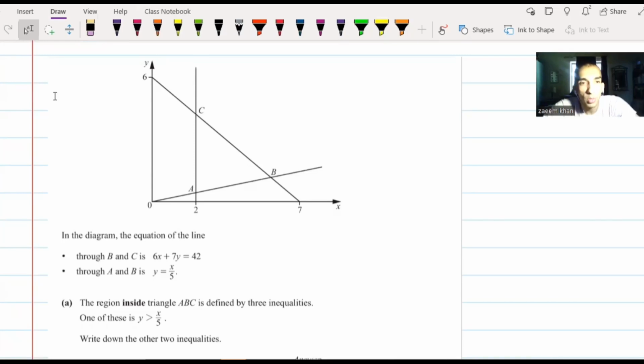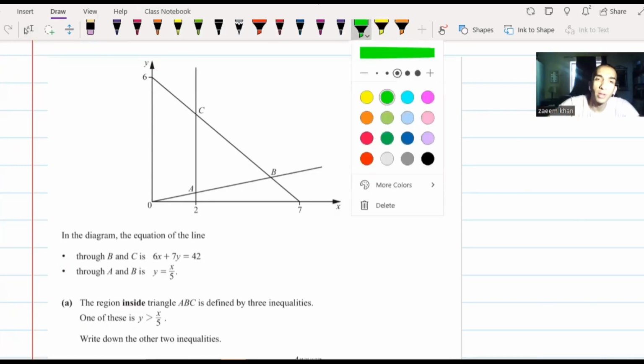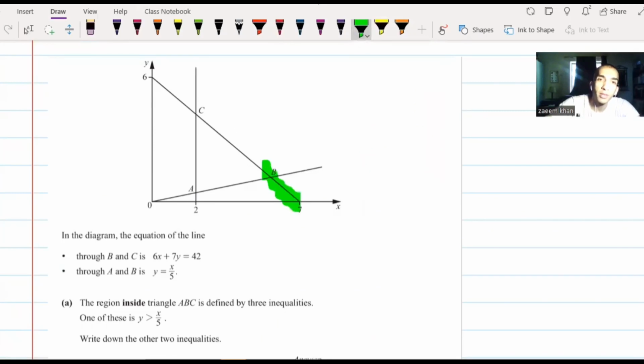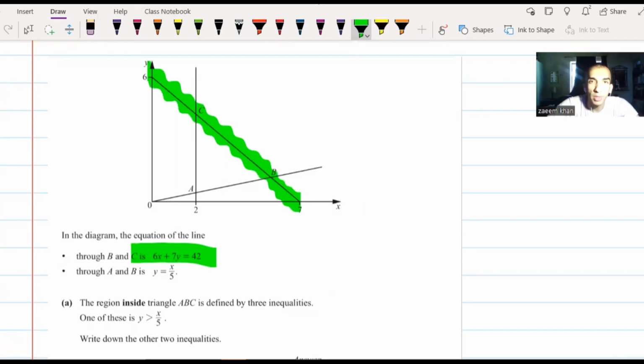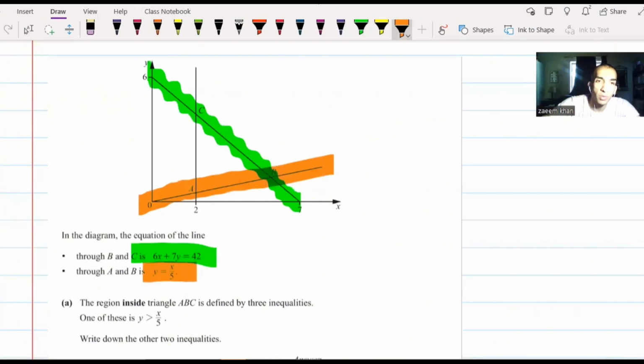So we've got a question over here in the diagram. The equation of the line through B and C is 6x plus 7y is equal to 42. And the equation of the line through A and B is y is equal to x over 5. So what two lines are they referring to? They're referring to this line over here. The line through B and C is this one. This is for that line. And the line that they're saying is through A and B is this one. And this is equal for the other line.